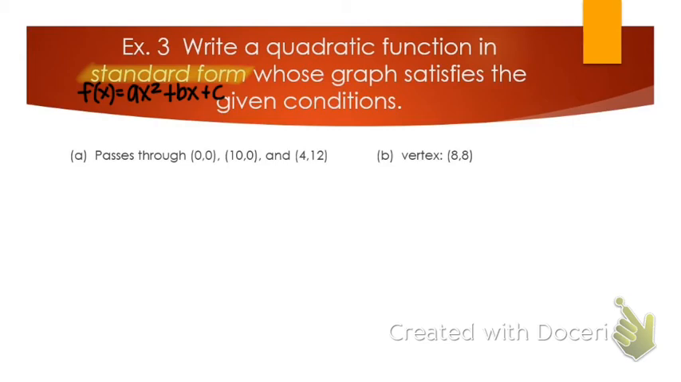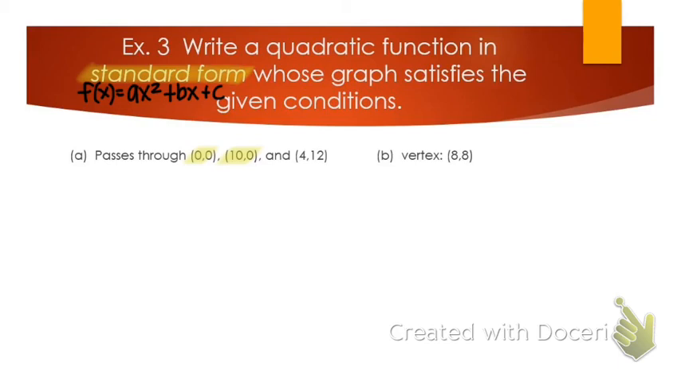So we have to look at the given conditions and decide: do I have the intercepts so I can plug them into the intercept form, or am I given the vertex and I can plug it into the vertex form? So look at letter A. Our graph passes through (0, 0), (10, 0), and (4, 12). Now, do you notice anything special about any of those points? 2 of them have a 0 as the y-coordinate, which makes them our what?